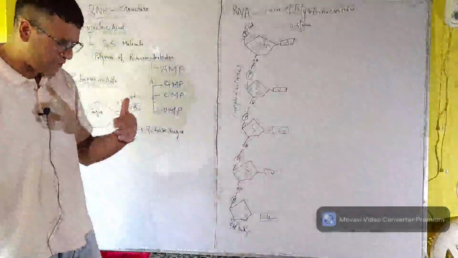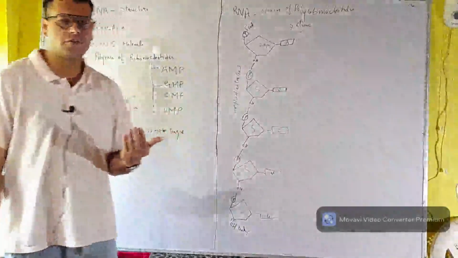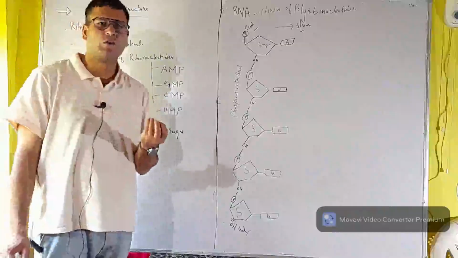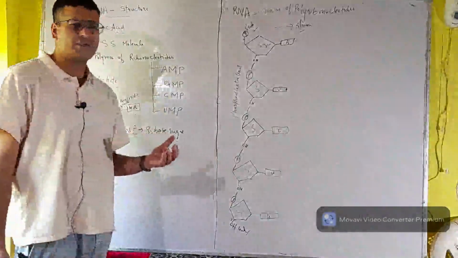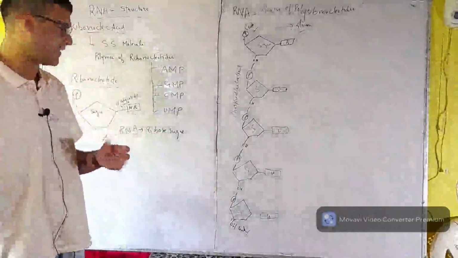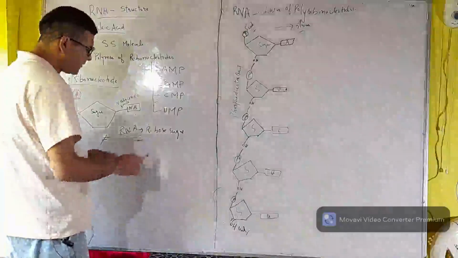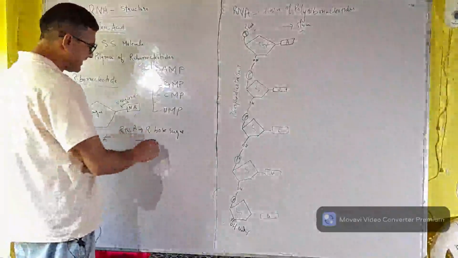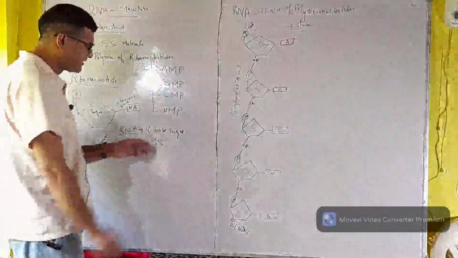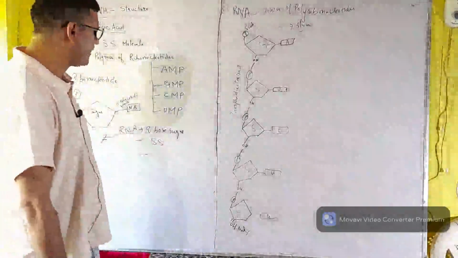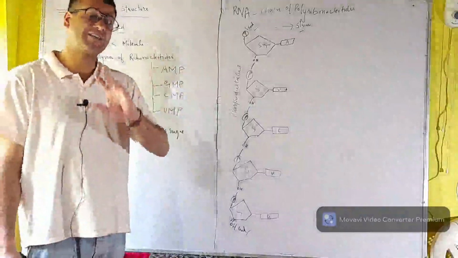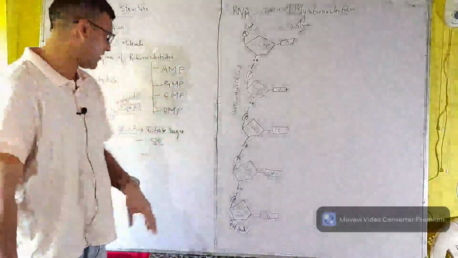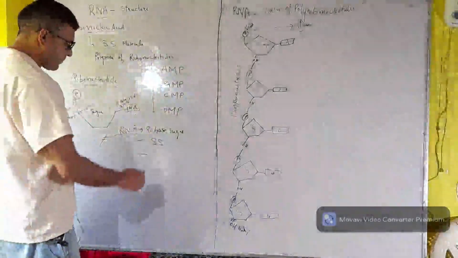While in case of DNA the sugar is deoxyribose sugar, where one oxygen is missing at the carbon second. Then another important thing is that RNA is a single-stranded molecule, whereas DNA is a double-stranded molecule. The 5' and 3' ends exist in RNA as well as in DNA. Then we have uracil.